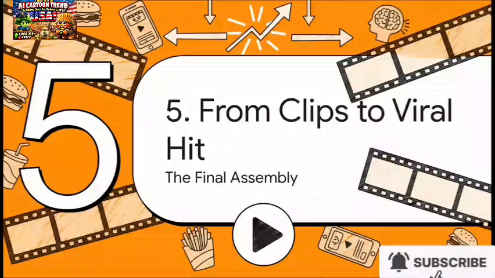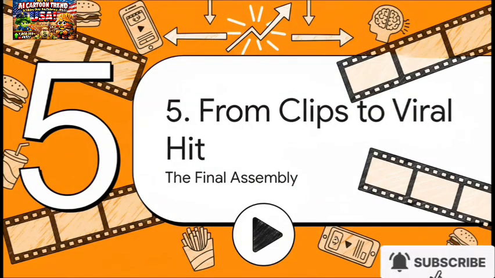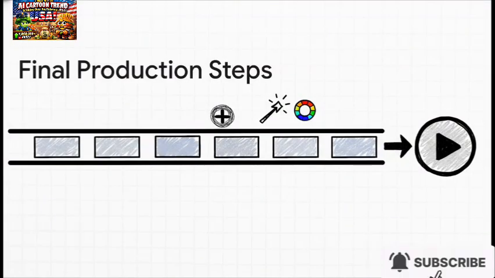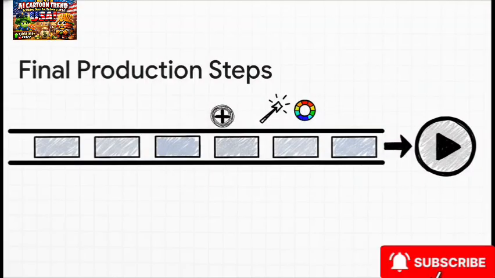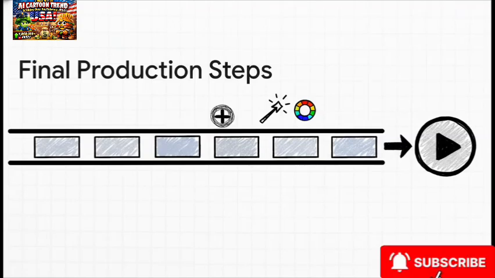Okay, we've generated our script, we've made our images, and we've animated our clips. Now for the final assembly. How do we stitch these 6 little clips together and turn them into a viral hit? Believe it or not, this is actually the easiest part. You just drop your 6 clips into any video editor you want and put them in order, 1 through 6. You can add some simple transitions, maybe do a little color grading, which is just a fancy way of saying you make the colors pop, and then you export. And just like that, your video is done, ready to go.